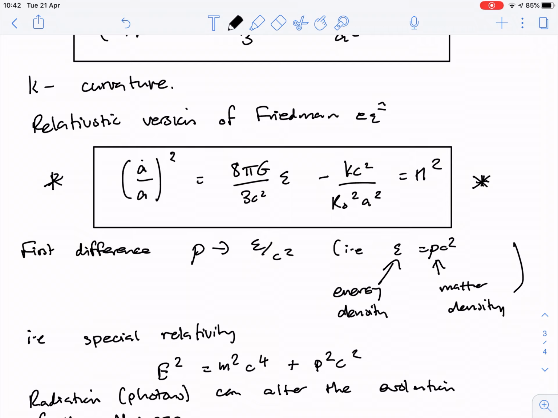On the other hand, it has too many unknowns, because I don't know what the scale factor is doing, I don't know what the energy density is doing, I don't know what the curvature is doing. So I can't yet solve it, I need some more things to solve it, but I can look at some of the implications that just this equation has for the evolution of the universe. And we'll do that in a minute.